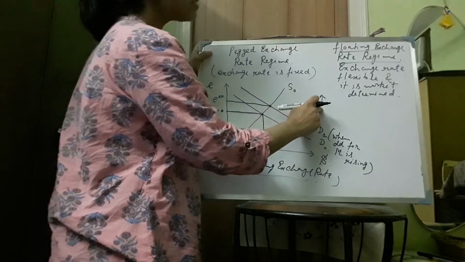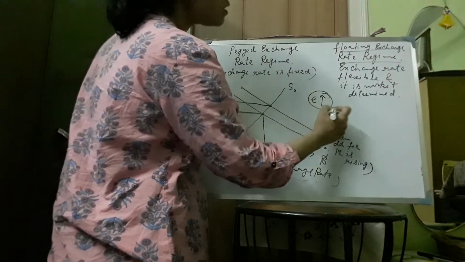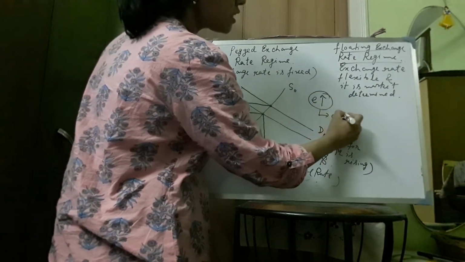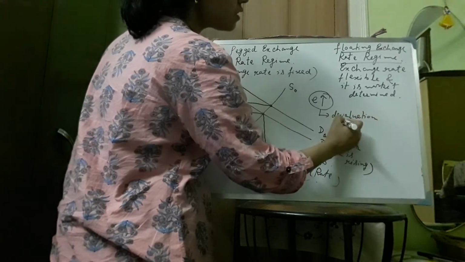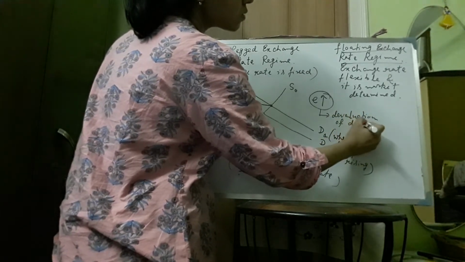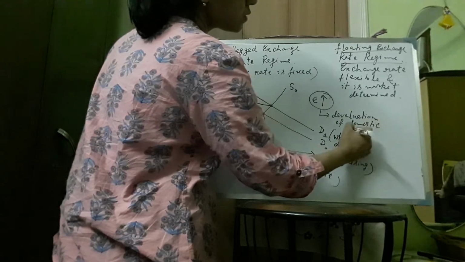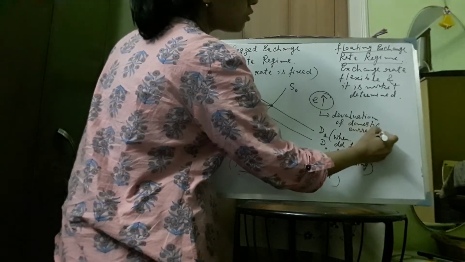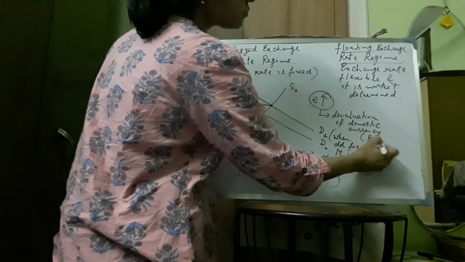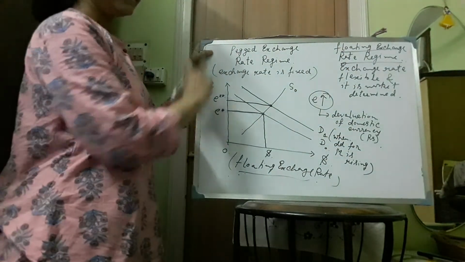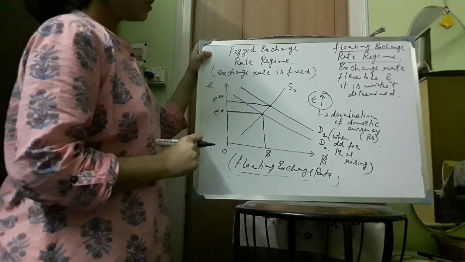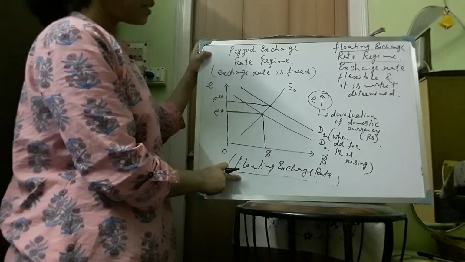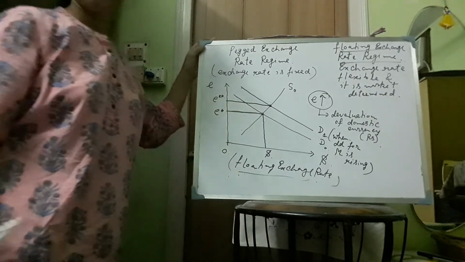Now the rise of E means the devaluation of domestic currency. That is, in our case, devaluation of the rupee. So when E is rising, that means the rupee is devalued. So this happens in the floating exchange rate regime.